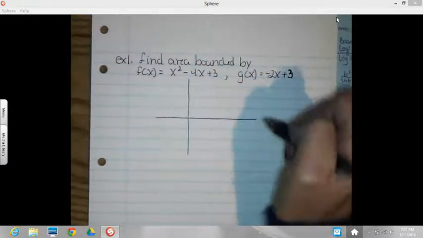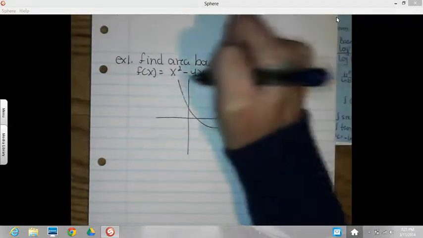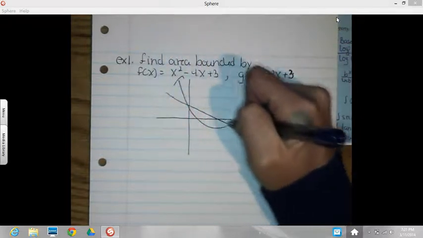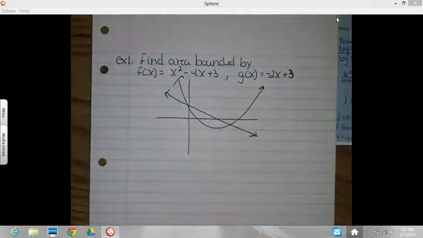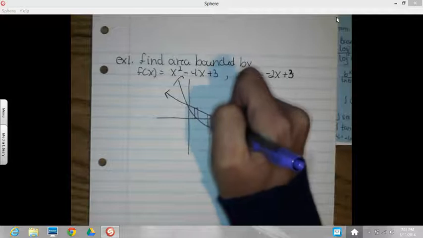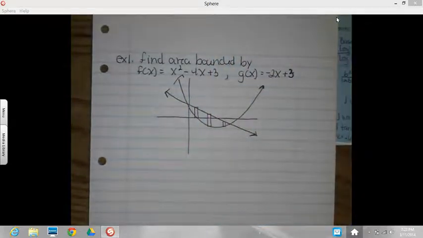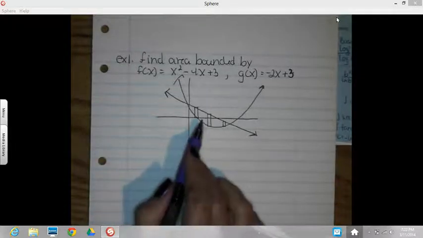So I've got a parabola that's doing this, and then a linear function that's coming through here. Okay, so there's my region. My rectangle, I can see, is going to touch the linear function on top and the parabola on the bottom, all the way through here. So that was step 1 and step 2. Now I can find the domain.